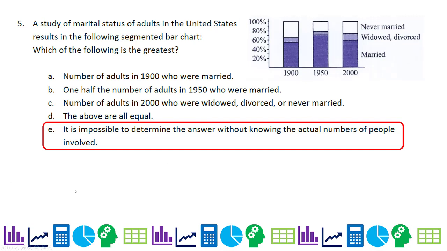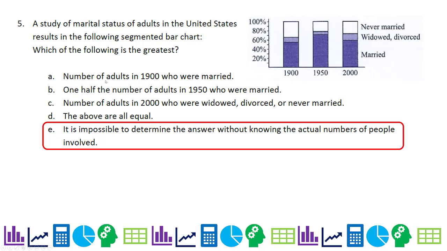Okay, question 5. A study of marital status of adults in the United States results in the following segmented bar chart. Which of the following is the greatest? Well, the problem here is that we don't know how many people were in every study. You could have had 2,000 people in this study and only 1,000 people in the 1950 study. So anything that says number probably doesn't work. So A doesn't work.